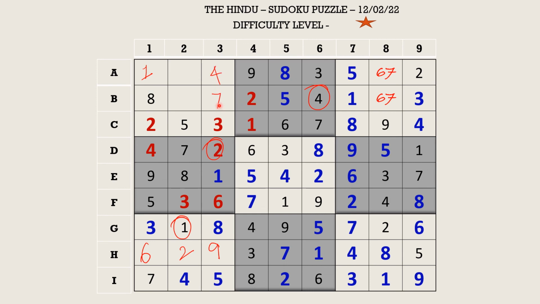So this 7 cancels out the 7 here. So B8 becomes 6 and A8 takes 7. Now the missing numbers in the second column are 6 and 9. There is a 9 here. So A2 takes 6 and B2 takes 9 and the puzzle is solved.